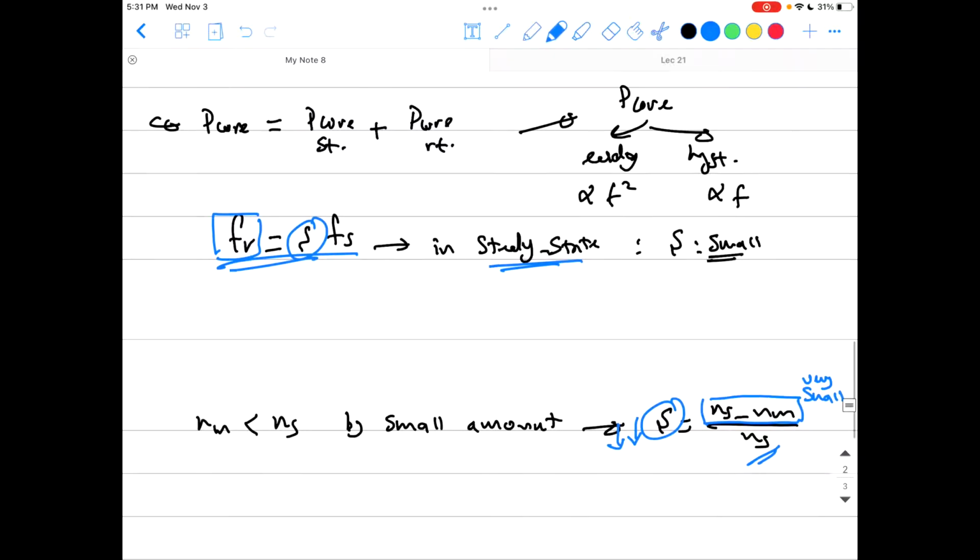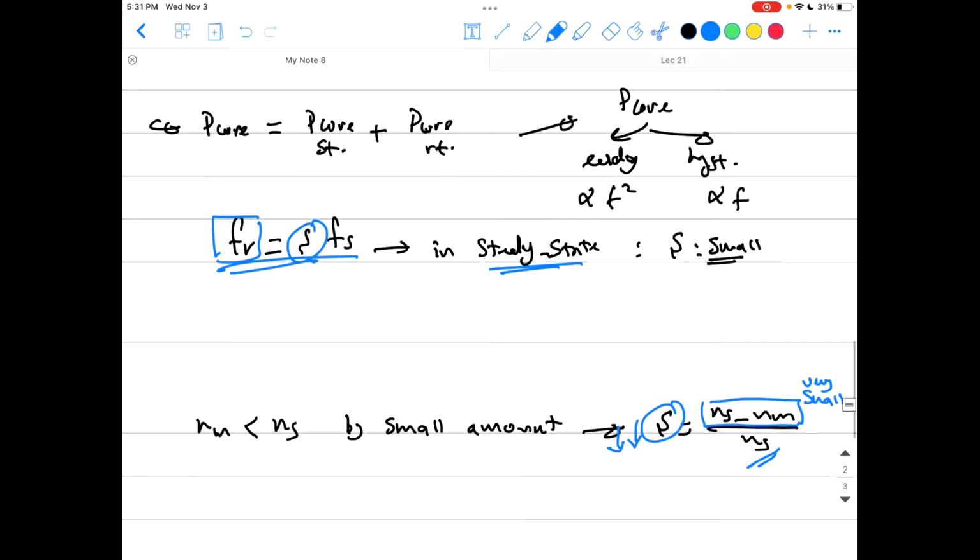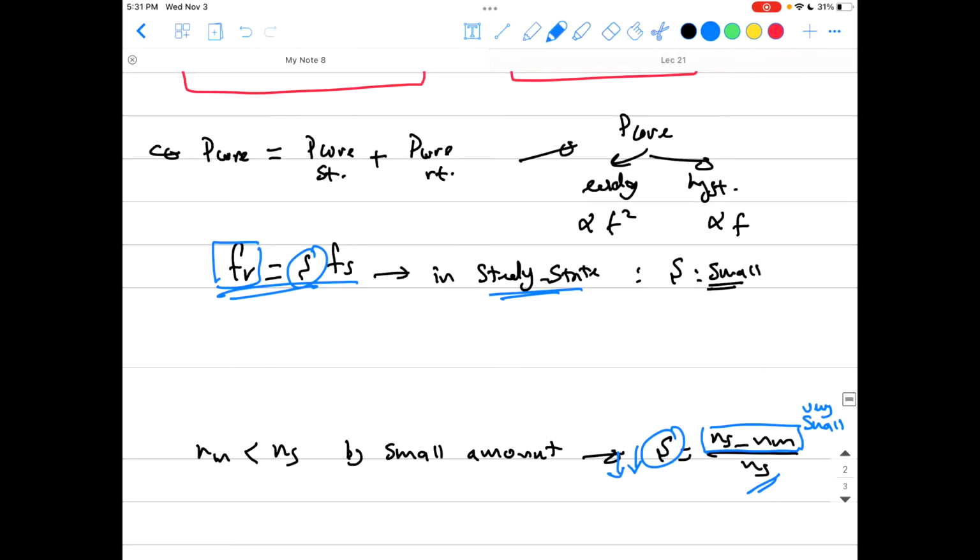So at steady state, the frequency in the stator is high, which is mostly the 60 hertz coming from the grid, while the frequency of the rotor circuit is very small, because that will be the 60 hertz multiplied by the slip, and the slip is very, very small. So the frequency in the rotor will be 3 hertz, 4 hertz, 5 hertz, something like that, okay?